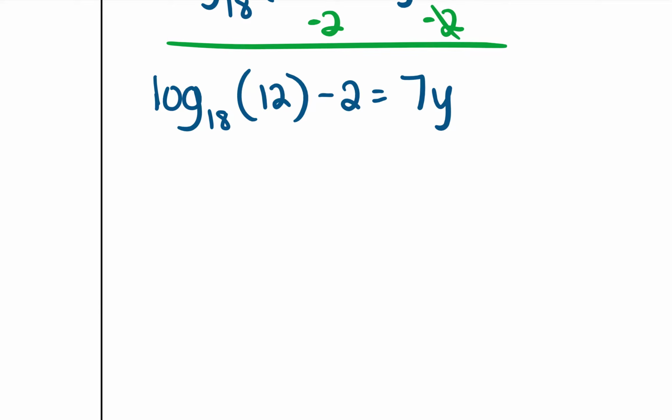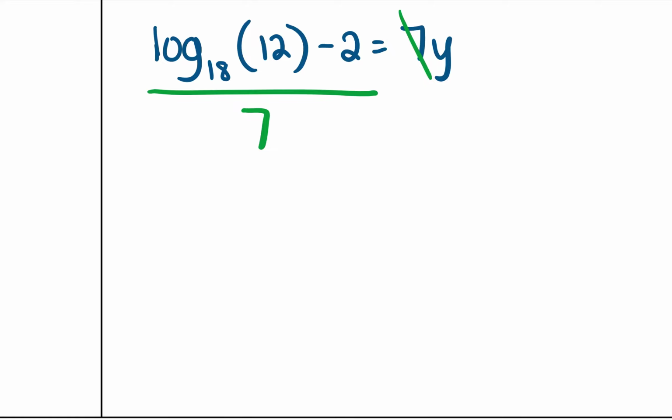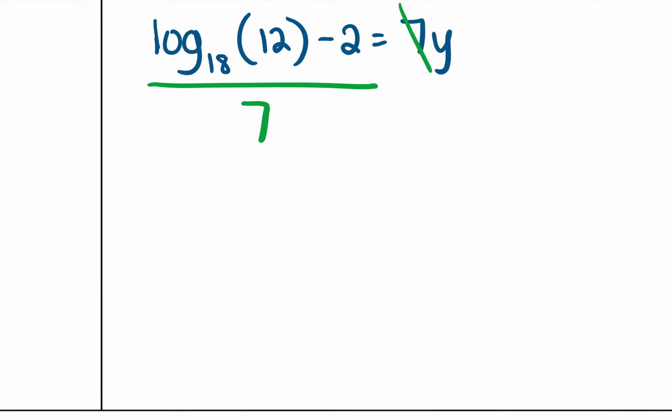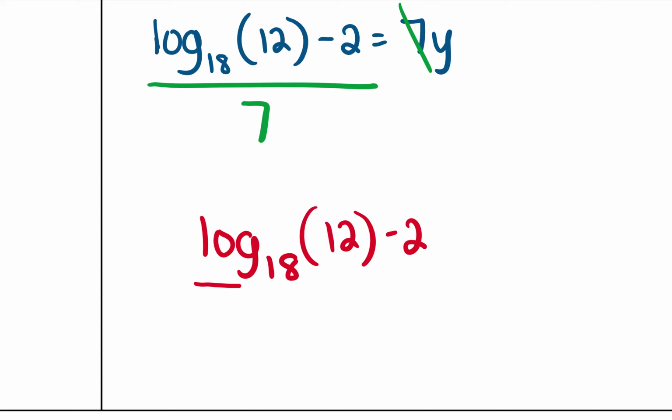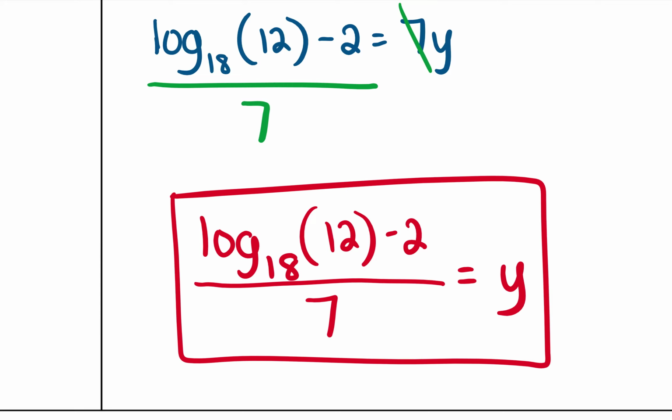Alright, I need y, so because it's 7 times y, I would divide by 7. And again, I cannot change the log, I can't change the base, I can't change the number in parentheses, I can't change the number outside, I can't do anything. So my answer is literally that whole fraction. So I would write log base 18 of 12 minus 2 all over 7 equals y. That is my final answer.